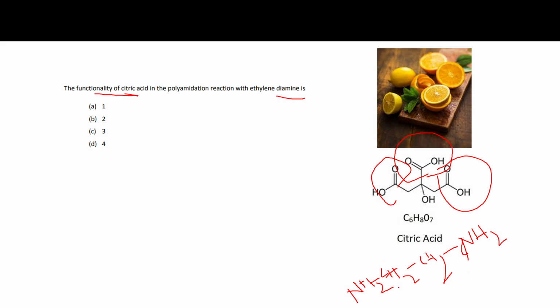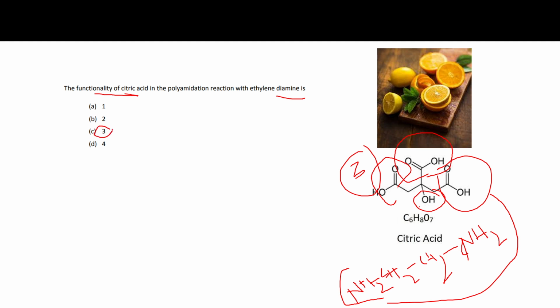This amine, where will it react, with the alcohol or with the acid? Will this amine react with this alcohol group? Acid group, yes. This amine will react only with this acid group. How many acid groups are present in citric acid? Three acid groups are present, so our functionality should be 3.